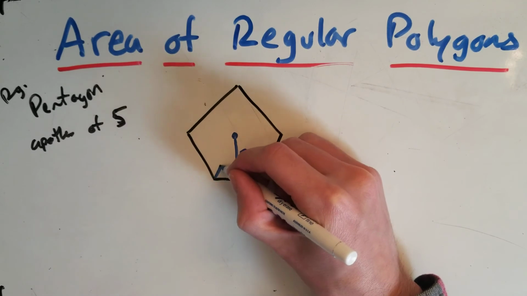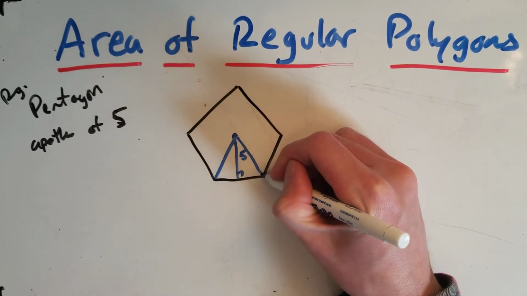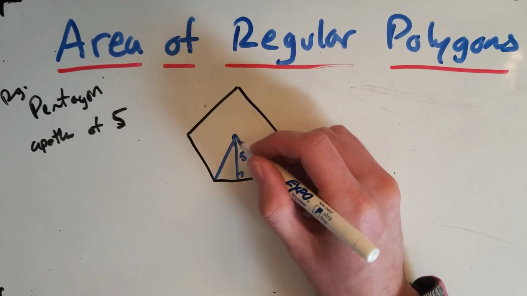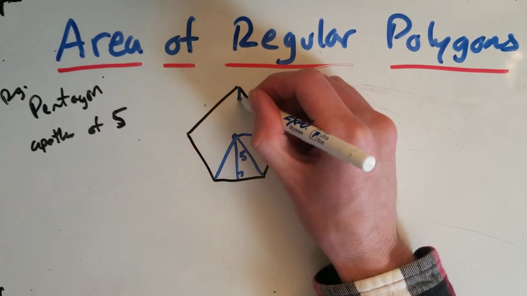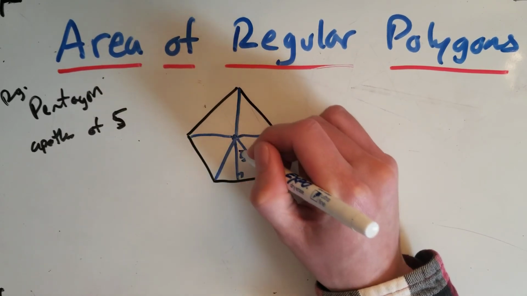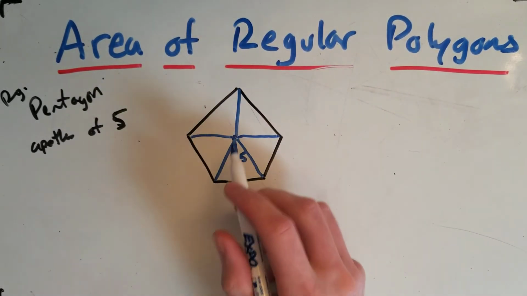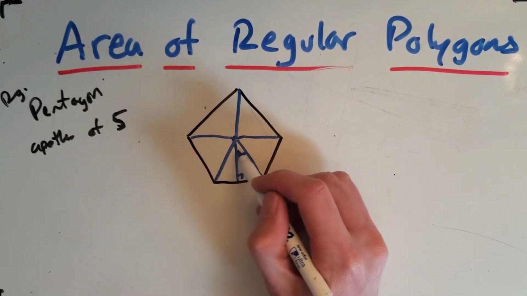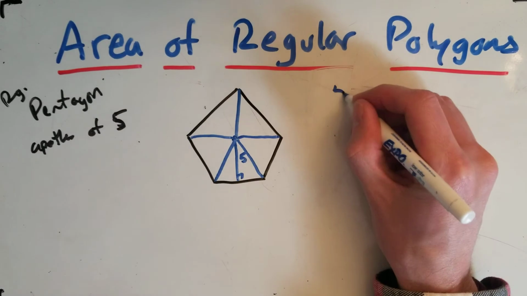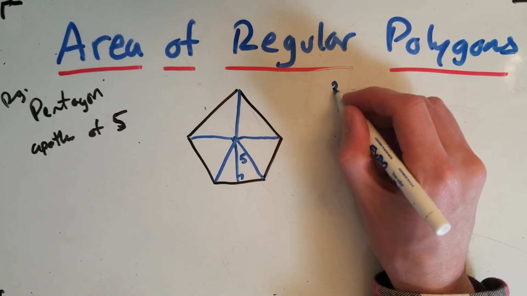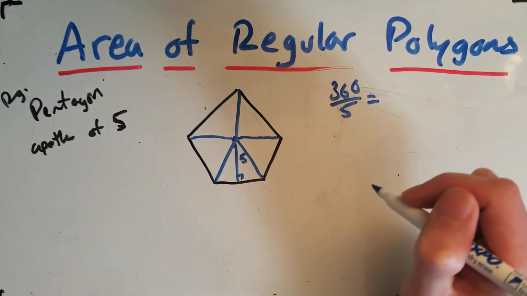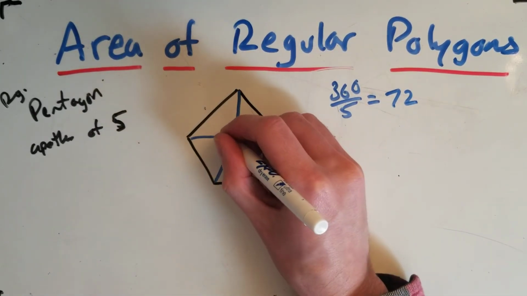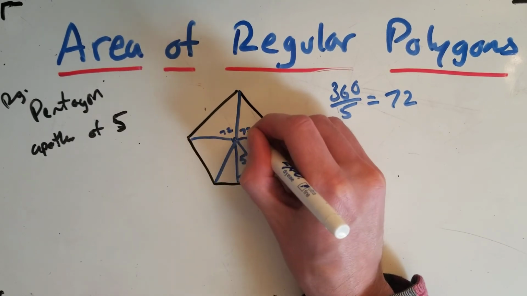We don't know the measure of the radii. We don't know the measure of a side. But maybe we can use some other pieces of information to find out what we need. So, if you think about the central angles, each one of these whole angles, there's 5 of them. So, we're going to do 360 divided by 5, and that should get us 72. So each one of these angles is 72 degrees.